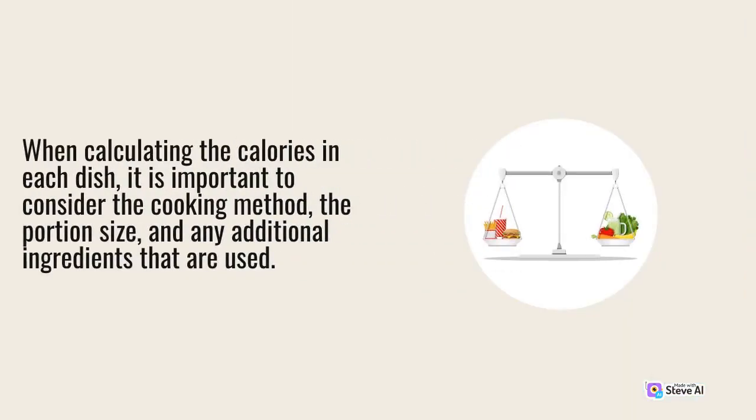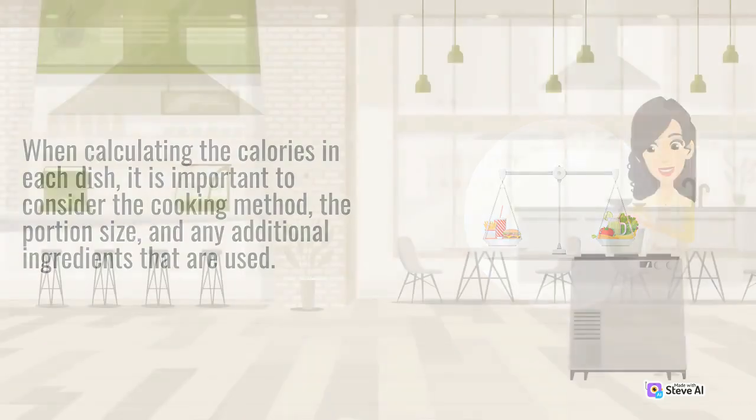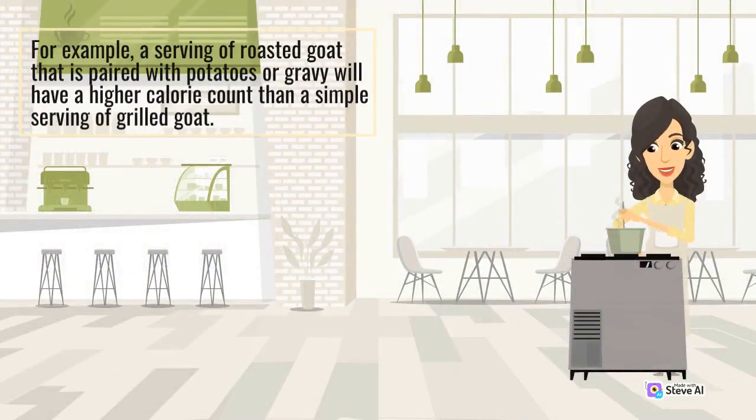When calculating the calories in each dish, it is important to consider the cooking method, the portion size, and any additional ingredients that are used. For example, a serving of roasted goat that is paired with potatoes or gravy will have a higher calorie count than a simple serving of grilled goat.